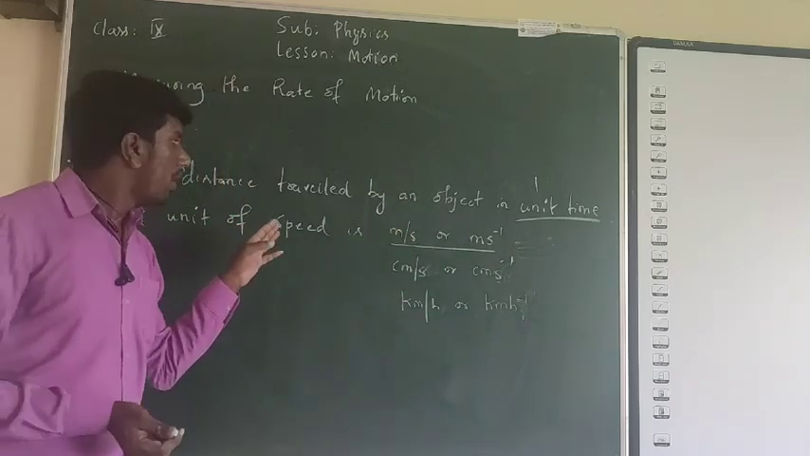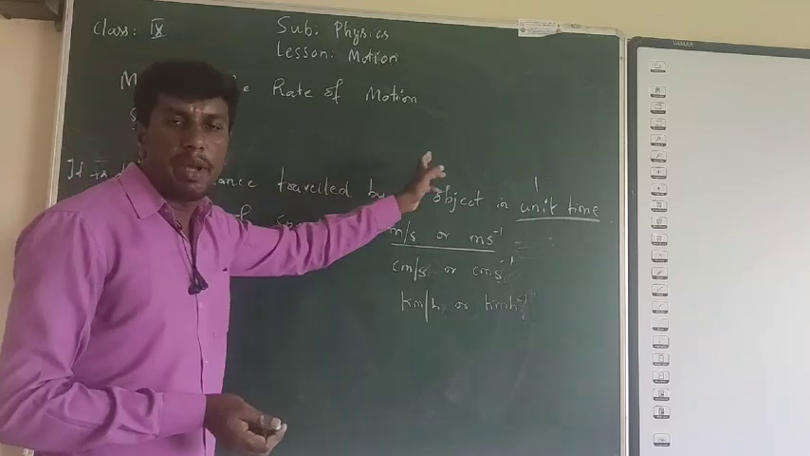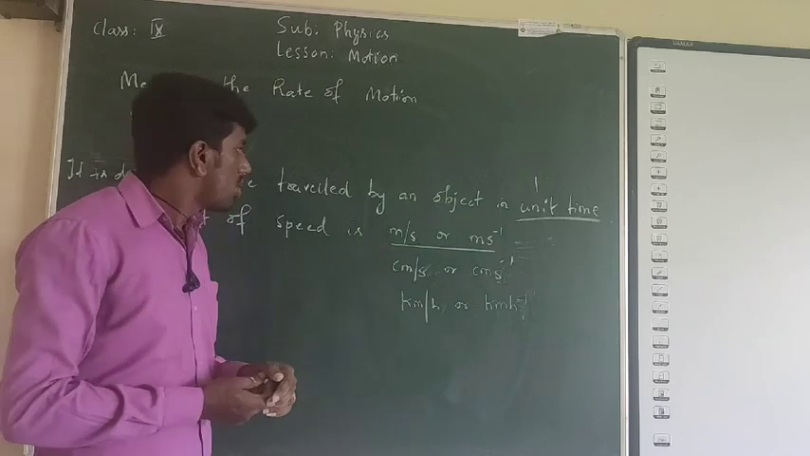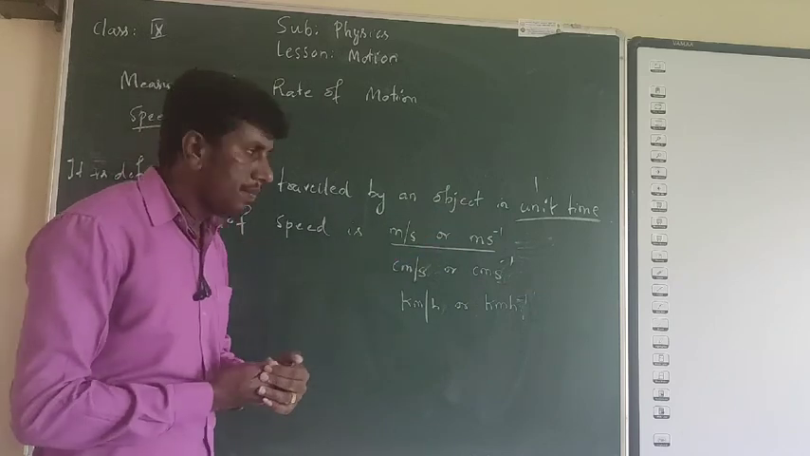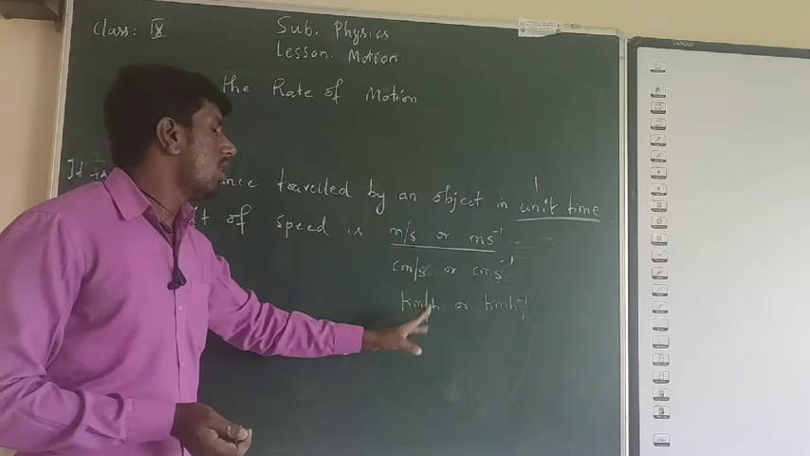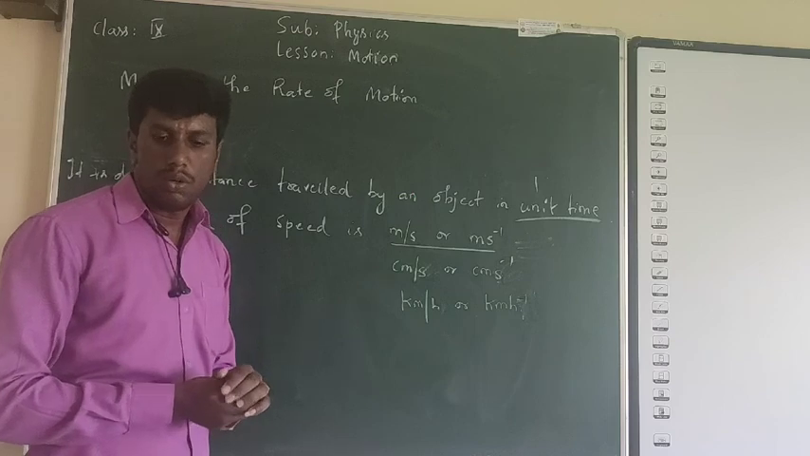So which is very, very important. How to define the speed? The speed can be defined as the distance traveled by an object in a unit time. What is the SI unit of speed? Meter per second, centimeter per second, or kilometer per hour. We are having 3 SI units. Okay.